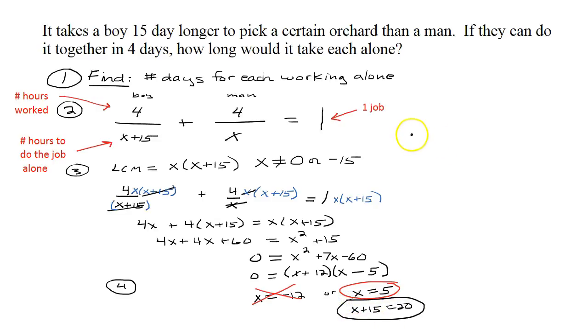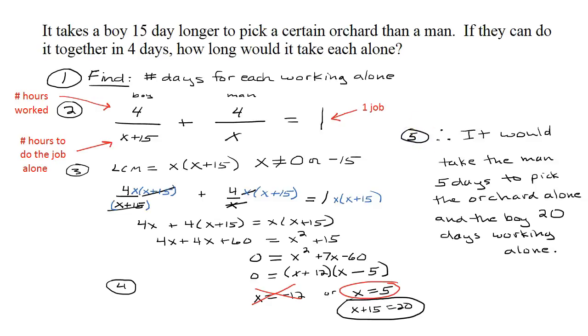And then it's just a matter of writing our conclusion. Therefore, it would take the man 5 days to pick the orchard alone, and the boy 20 days working alone.